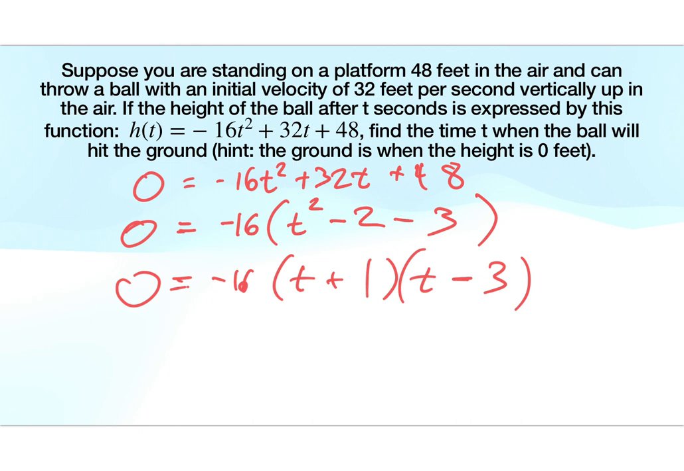Those are the only two numbers that multiply to negative 3: negative 3 and positive 1. Do they add to negative 2? Negative 3 plus 1, yep, that's negative 2. That works. So my two times that make this equation equal to 0 are t equals negative 1 for the first set, and t equals 3 for the second set.